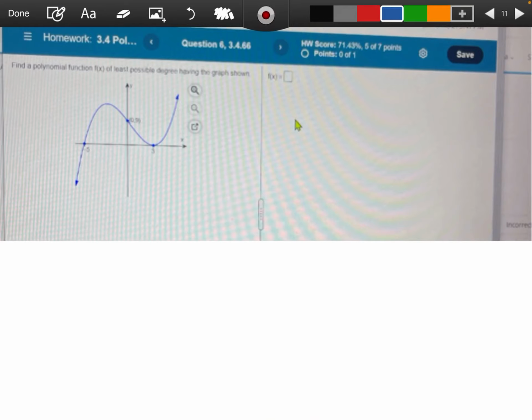All right, so y'all, this is number 6 out of 3.4, and let's see what we're doing here. It says find the polynomial function of least degree having the graph shown. Okay, so let's take a look here.